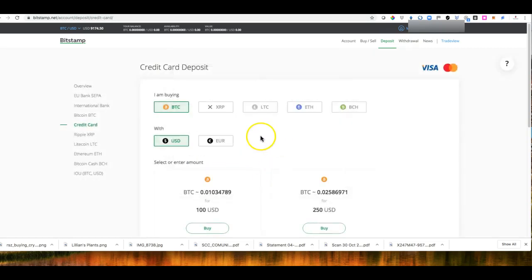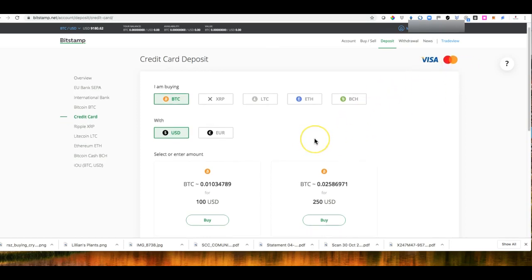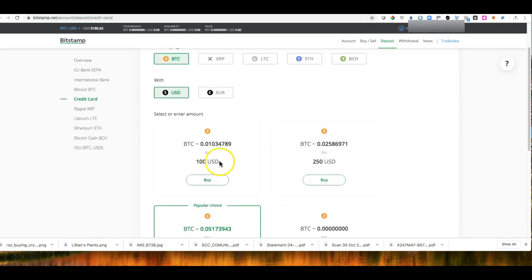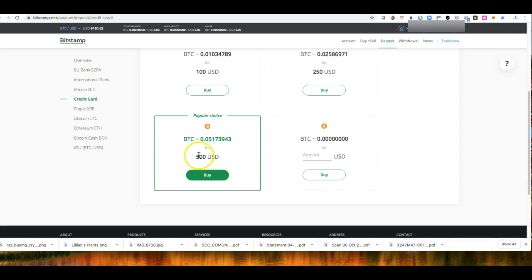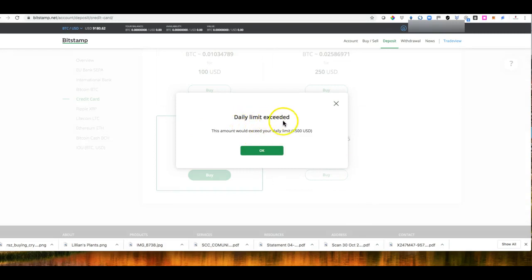So you click that, and then you can use Visa or MasterCard. Now you can see why Bitstamp is good. You can do bank transfers, international transfers, and credit cards. With the credit card, they limit the amount, obviously due to bank regulation. It shows you the amount you can buy right now. If I put, for example, $5,000 and click buy, it says the daily limit is exceeded. The daily limit is 1,500, so it's not that low.